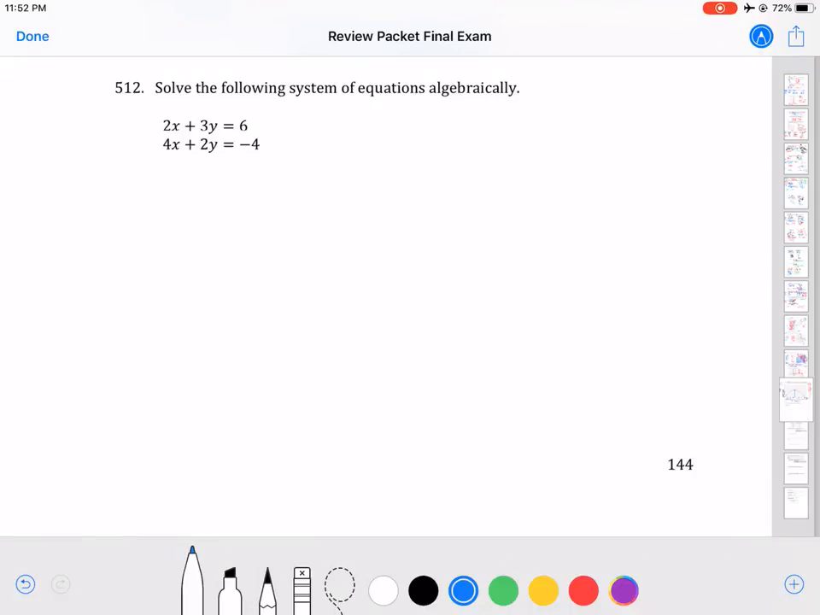All right, 512. Solve the following system of equations algebraically. So this one's a little bit different. When you're solving a system of equations algebraically, your goal is to find x and to find y. If I were solving this graphically like I did previously in the review packet, I'd have to get both of them in y equals mx plus b form, graph them both on the grid, and see where they intersect. But if you're doing it algebraically, it's a little bit different. Your goal is to still get the x and y value that they would be intersecting at, but again, your method to solve it is different.